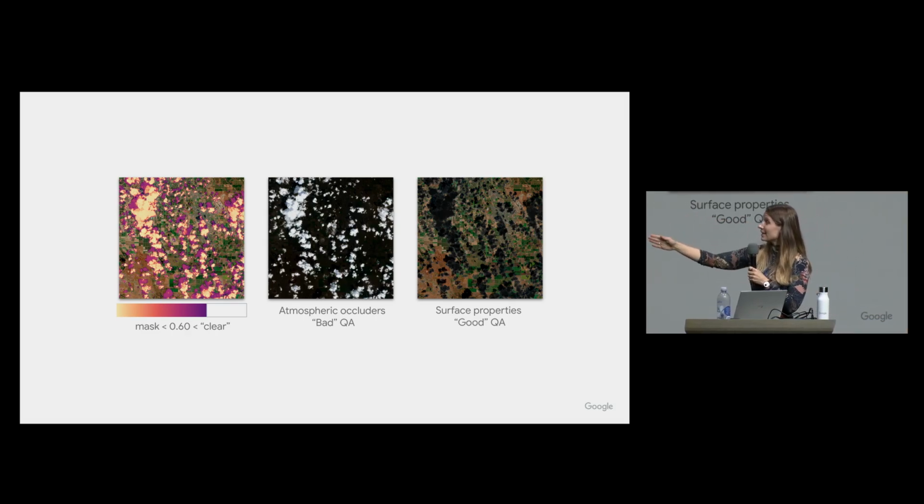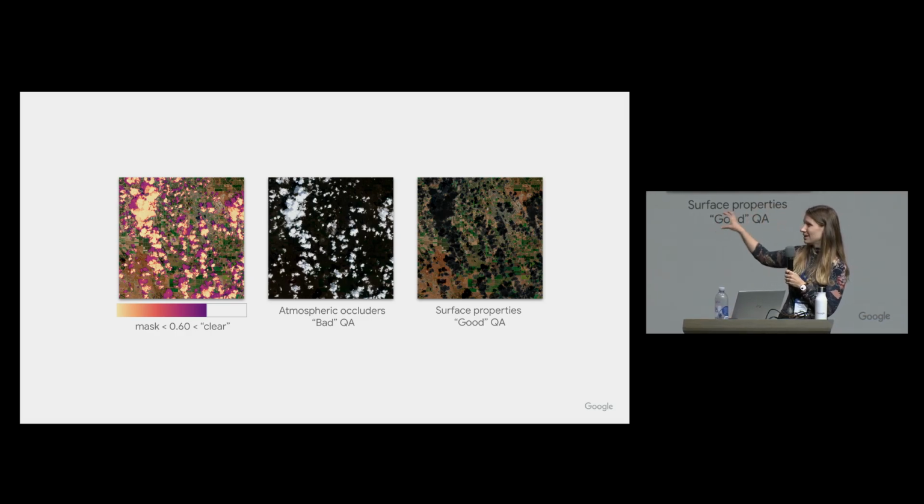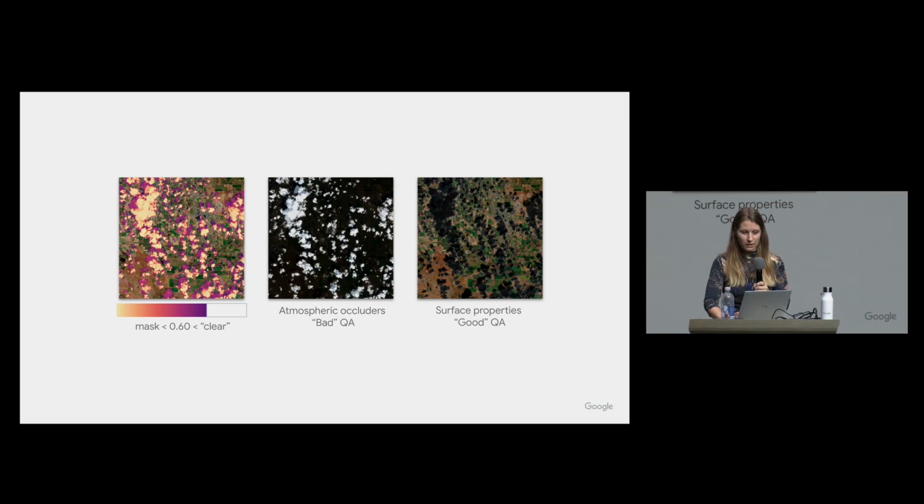The values less than that threshold, closer to 0, are going to be things that you probably want to remove. Greater than that threshold, let's consider those clear. And we can parse this image and factorize it into the atmospheric occluders, the bad QA if you will, and the surface properties, the good QA. And that's maybe the big shift in thinking with Cloud Score Plus. Like I said earlier, most people are treating this as a segmentation or a classification problem. We're treating it as a QA grade. So even though it says cloud score, we're grading overall QA, how usable each individual pixel is.